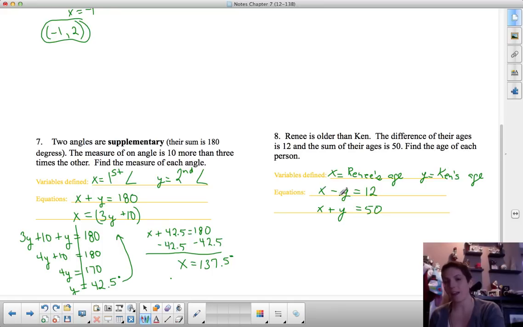So x minus y is equal to 12, x plus y is equal to 50, and hopefully you're going to do this problem by elimination. So give it a try. Pause the video, finish the elimination, and find your two answers.